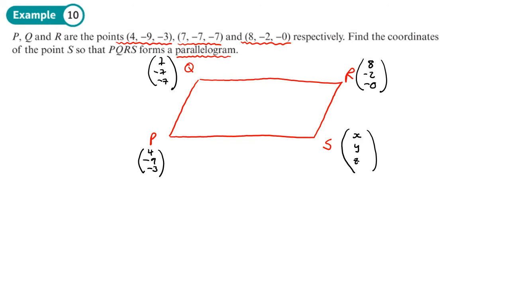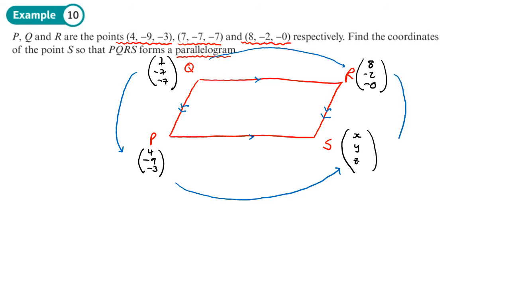There's a couple of ways we can do this. If I work out the jump that takes me from this corner to this corner, I can use the same jump to take me from that one to that one because these sides are parallel. Or I can work out the jump from this corner to this corner and apply the same jump to get from here to here. We're going to do it both ways just to show you that whichever way you do it, you'll get the same answer.